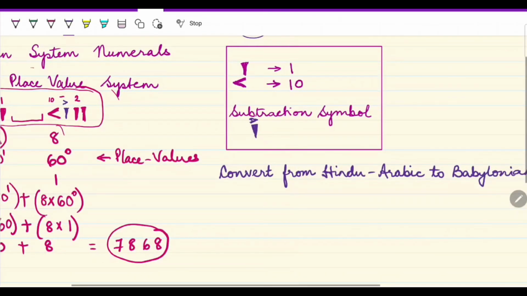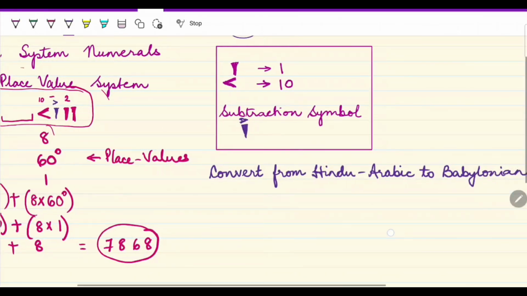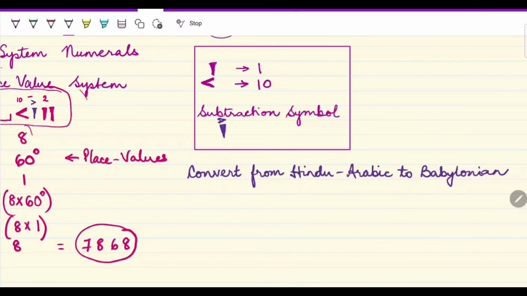When converting from the Hindu Arabic to the Babylonian system, we will need to do the reverse, in the sense that instead of multiplication, we will be using division. All right, so we will be using division to convert a decimal number, a Hindu Arabic number, to its Babylonian equivalent. So let's take an example here and demonstrate the process.